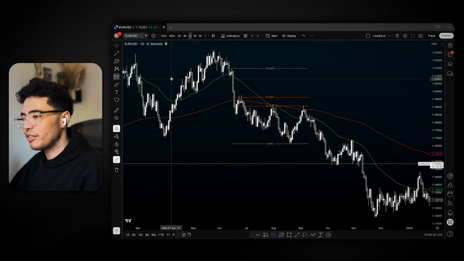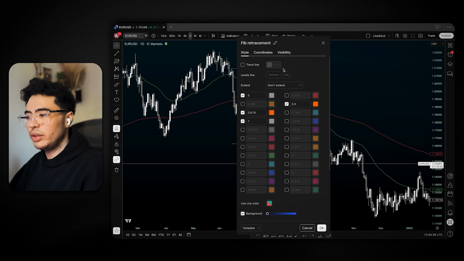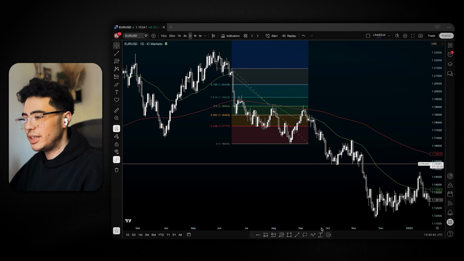Anyway, what we have is the fib. Let me show you the settings here. For the fib, we use only 4 levels because the default fib looks ridiculous. Let me show you the default. This provides you no benefit at all. There's too many levels. So are you looking at rejection here, here? Which one are you actually using? Well, too many options. It's not mechanical. It's not systemized. It's just not going to work.